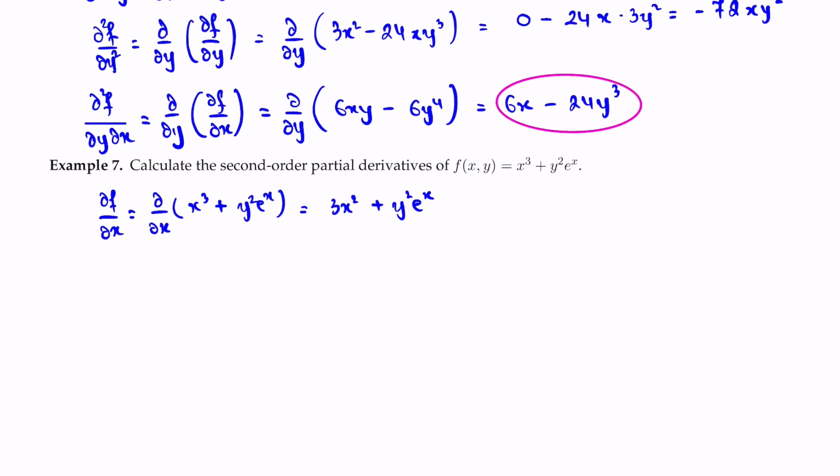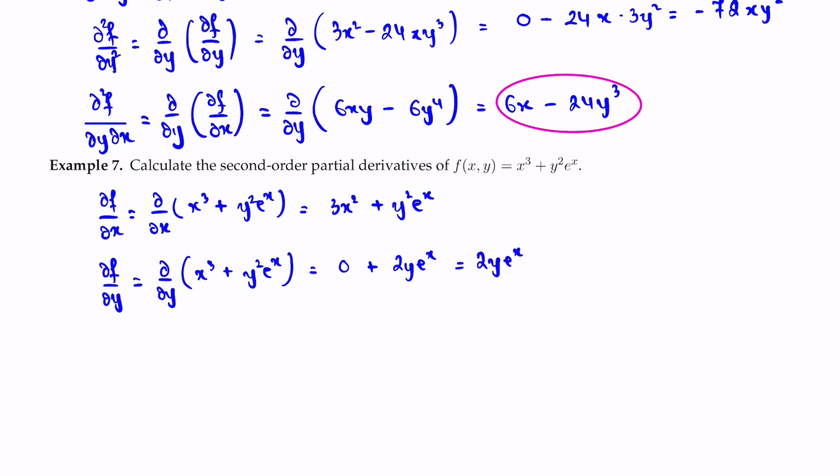Now we're going to move on to finding partial f partial y. That is partial y of x cubed plus y squared times e to the x. In this context, x is constant, right? So therefore the derivative of x cubed with respect to y is going to be equal to 0, plus 2y times e to the x, or this is just 2y times e to the x.